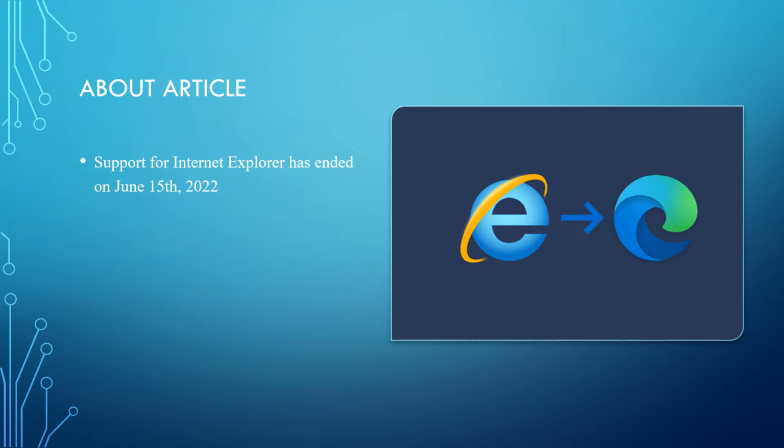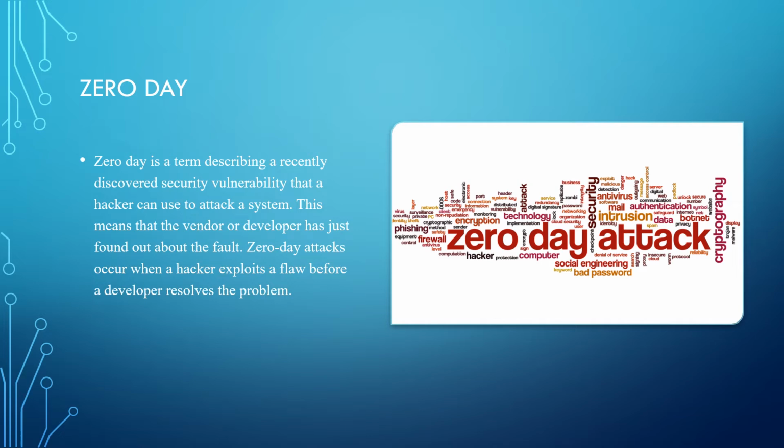But Maddie Stone, a researcher for Google's Project Zero vulnerability hunting team, points out that hackers are still exploiting IE vulnerabilities in real-world attacks. Zero day is a term describing a recently discovered security vulnerability that a hacker can use to attack a system. This means that the vendor or developer has just found out about the fault. Zero-day attacks occur when a hacker exploits a flaw before a developer resolves the problem. The words vulnerability, exploit, and attack are commonly used in conjunction with zero-day.